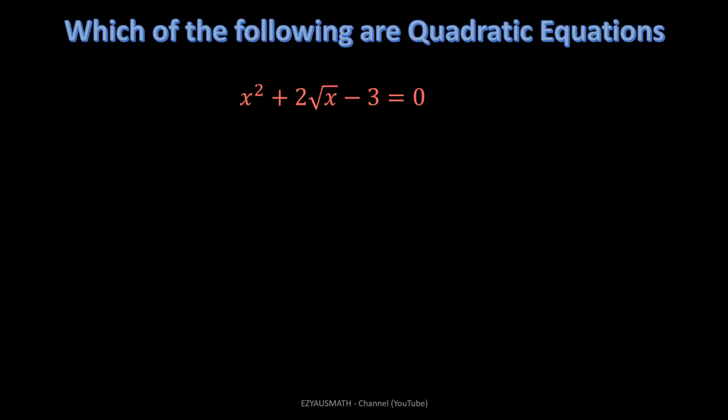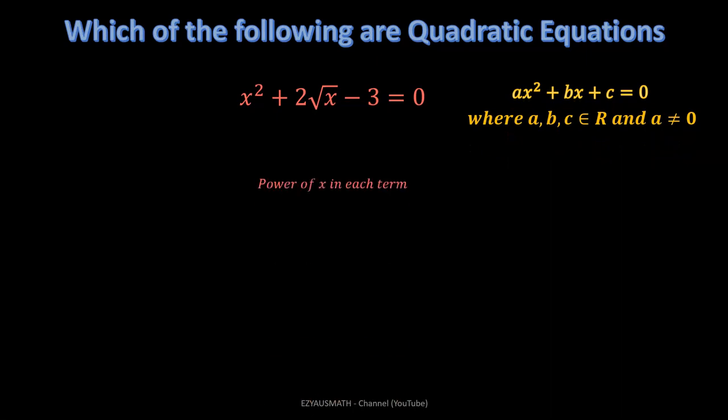In this example, we see that it looks like a quadratic equation, but there is something different. So let us start checking the conditions. The very first condition is to check the power of x. The power of x here in the first term is 2. What is the power of x in the second term? As you know, root x can be written as x to the power half. So the power here is half, 1 by 2. And the power in the last term, minus 3, is 0. Now 2 is a whole number, 0 is a whole number, but 1 by 2 is not a whole number, it is a fraction.